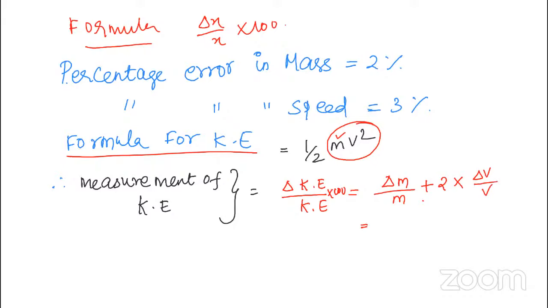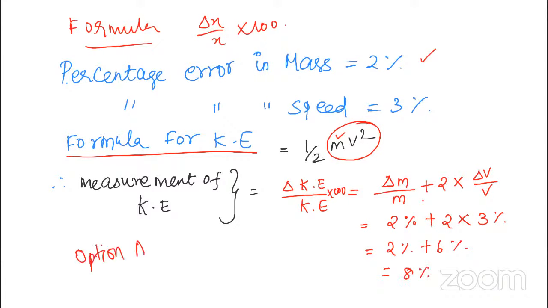Okay. Right. So here they are given the mass value, that is m value is equal to 2%. Plus 2 into what is the value of delta v? It is 3%. So 2 plus 6, that is equal to 8%. So the given option A is the correct one. Option A is the correct one. So it is a very, very simple problem.